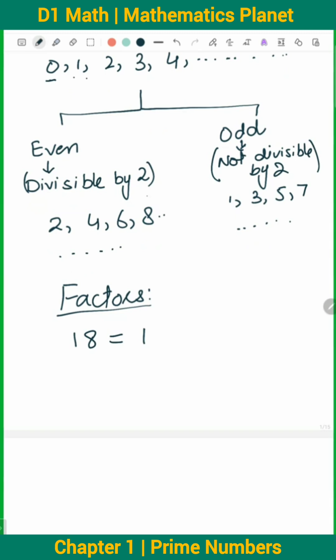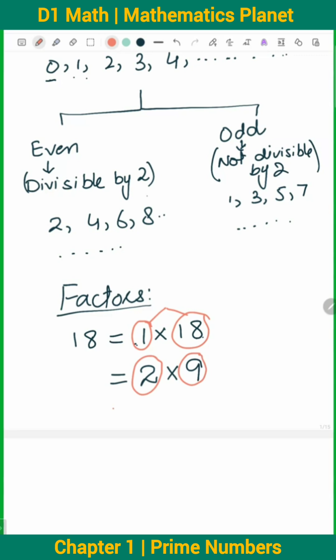So 1 times 18. We can write 18 as a product of two numbers, 1 and 18. So 1 and 18 are the factors of 18. We can also write 18 as a product of two numbers, 2 into 9. So 2 and 9 are again the factors of 18. We can write 18 as a product of two numbers, for example, 6 times 3. So 6 and 3 are the factors of 18.